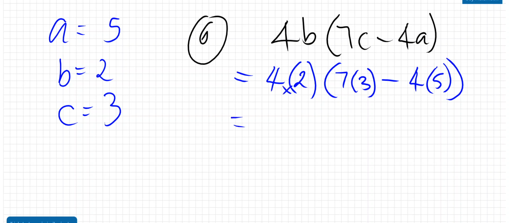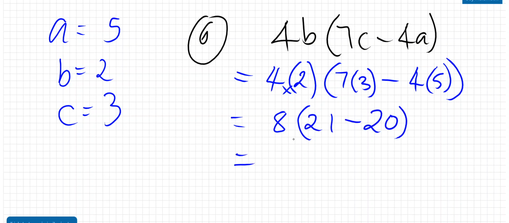So outside I've got 4 times 2. So 4 times 2 gives me my 8. And in my other brackets, I've got 7 times 3, which is 21. Take away 4 times 5, which is 20. So once again, work inside the brackets first. 21 take away 20 leaves me with 1. And 8 times 1 is just 8.